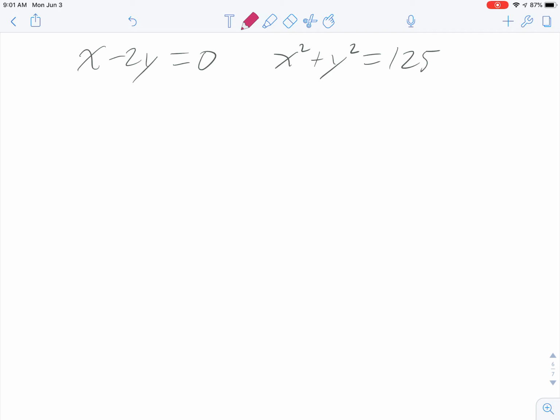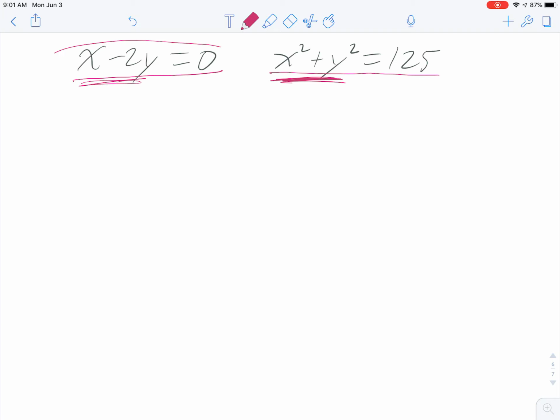Hello everyone, this is Mr. Appel, and we're going to solve this system of equations algebraically. So most of the time with these kinds of systems, where in this case we have a linear equation and then a circle, because these guys are squared and these aren't, elimination is going to be kind of tricky. So I'm not even going to bother with that, but substitution should be fairly straightforward.